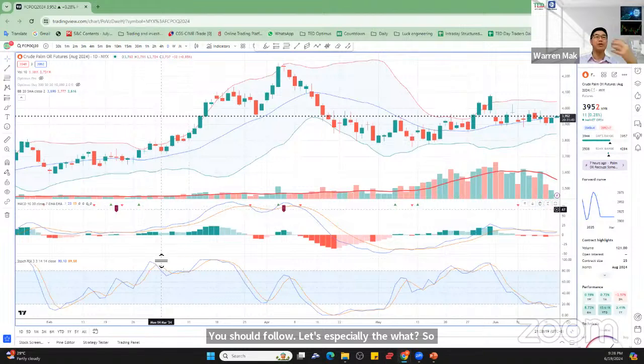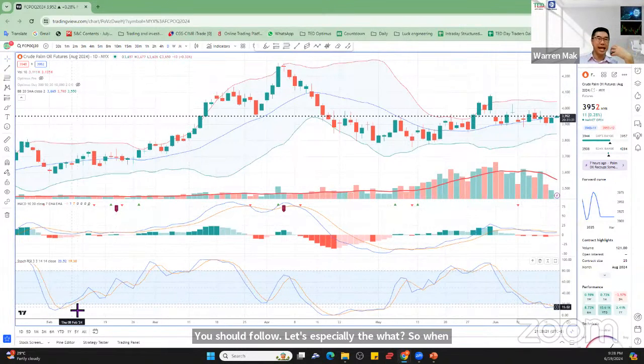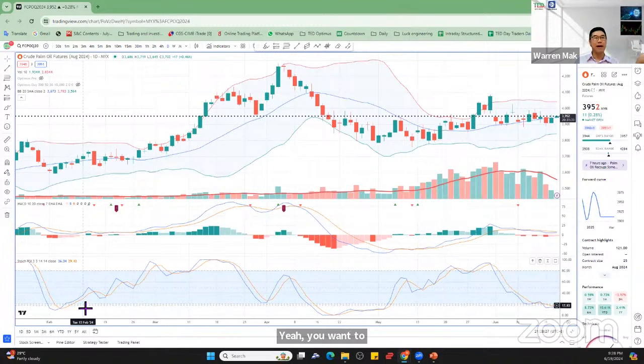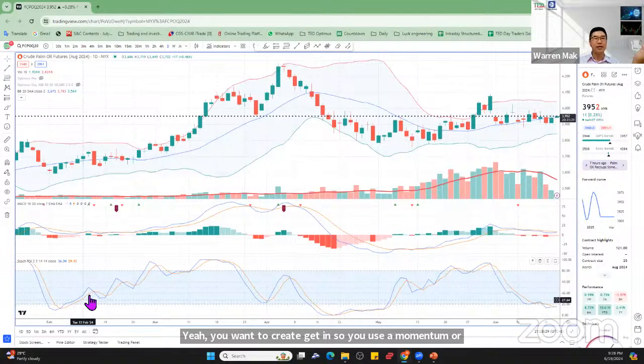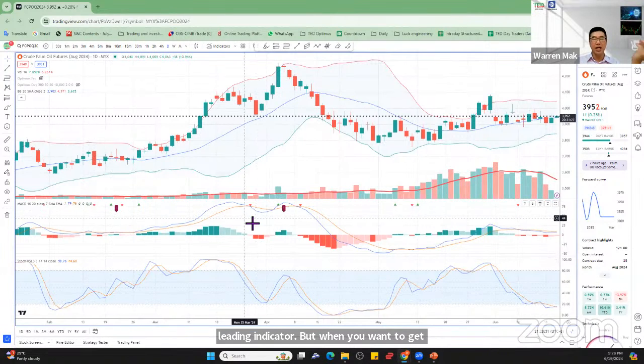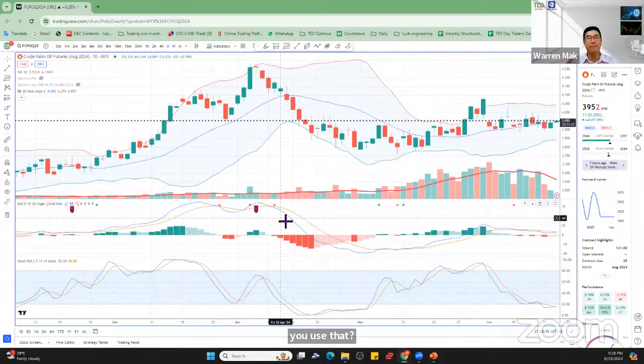So when you enter, you want a quick entry. You want to quickly get in, so you use a momentum or leading indicator. But when you want to get out, you use a lagging indicator so that you have the best of both worlds.